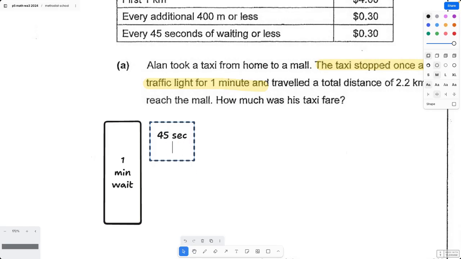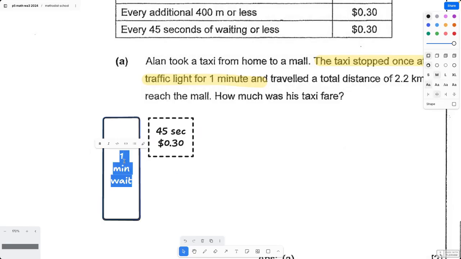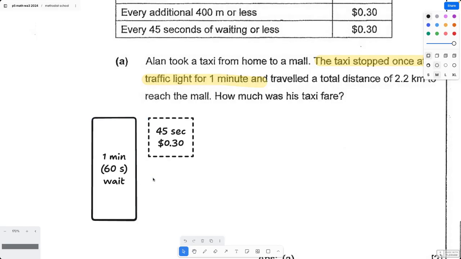So 45 seconds is basically 0.30 cents, right? And 1 minute is essentially also 60 seconds, right? Let me make it a little bit wider. 1 minute, 60 seconds. That means what we are left with essentially is how many seconds? 1 minute, which is 60, minus 45, which is equal to 15 seconds.